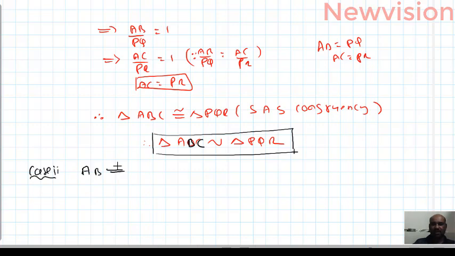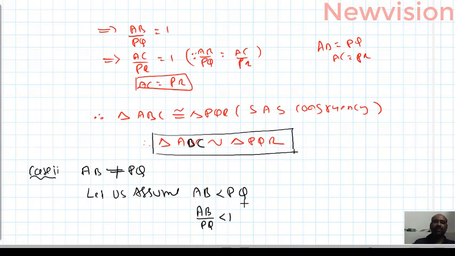What is my case 2? AB is not equal to PQ. One of the cases is AB less than PQ and the other AB greater than PQ. According to my diagram, I will take AB less than PQ. Let us assume AB less than PQ. I will write something: AB by PQ less than 1 only. Just I divide throughout by PQ, PQ is a positive number. So instead of AB by PQ, what can I write? AC by PR. I will write here, implies AC by PR also less than 1.